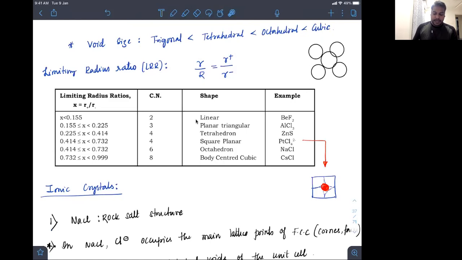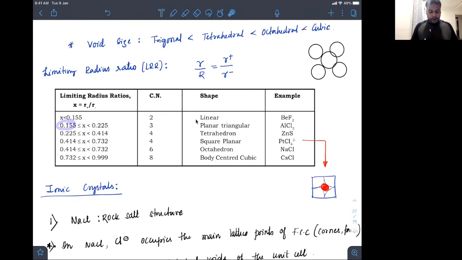If this r plus by r minus ratio is less than 0.155, it means it is not able to sit even between the 3 atoms. It is so small that it is easily fitting there, which means it is not able to touch the 3 atoms also, so the coordination number will be 2, and that is called linear void. You will see such a void in beryllium difluoride because it is a linear molecule. BeF2, BeCl2, these are linear molecules. Carbon dioxide, a linear molecule. You will see these types of voids present.